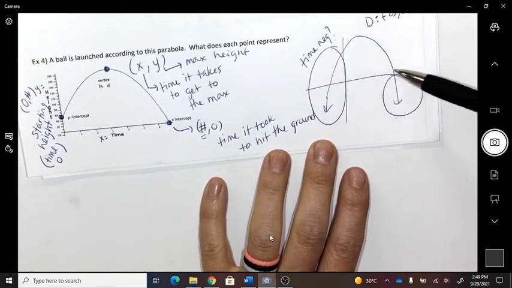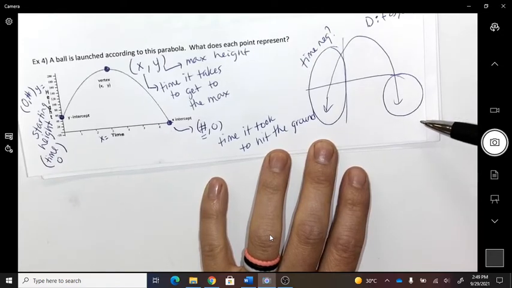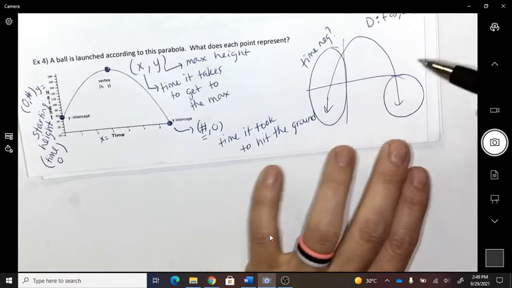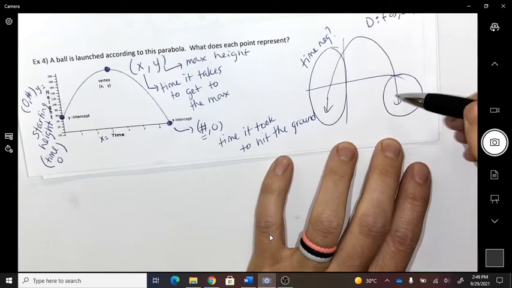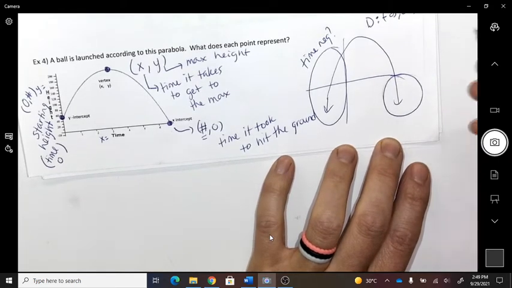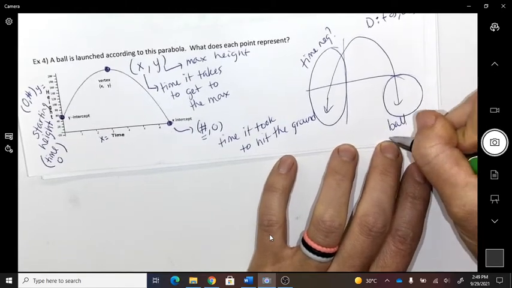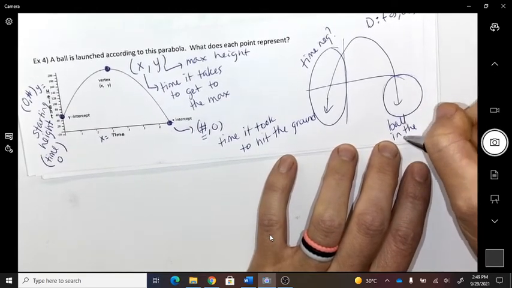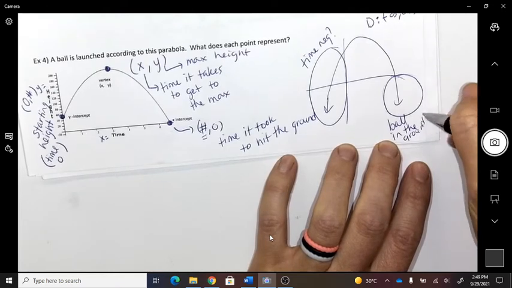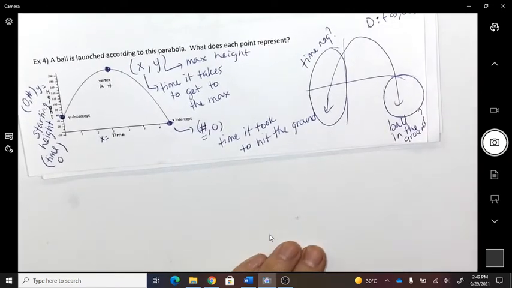And why did I stop the graph and not continue it on this side? Go on forever. That one's going in the ground. That one, now the ball is in the ground. The ball is in the ground there, so that's why I stopped the graph.